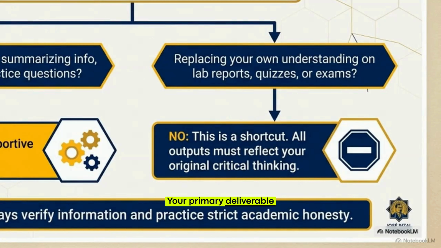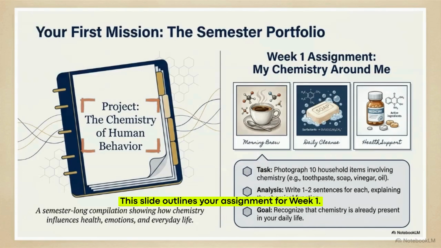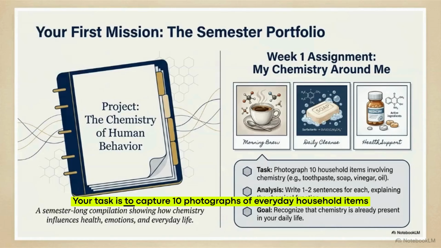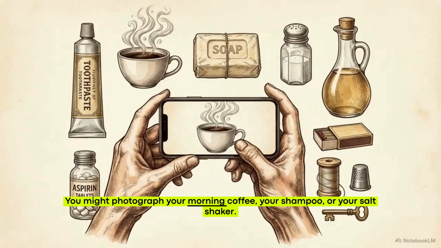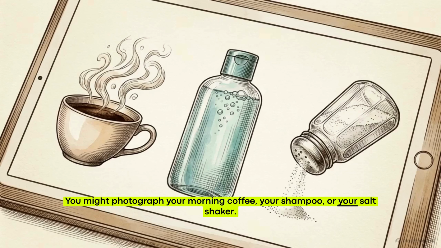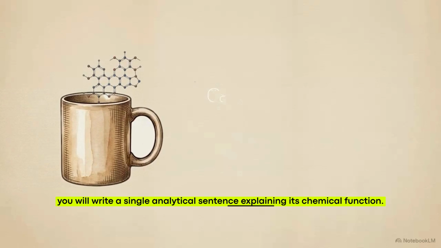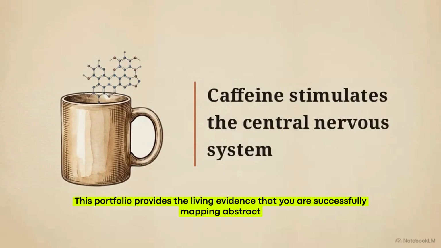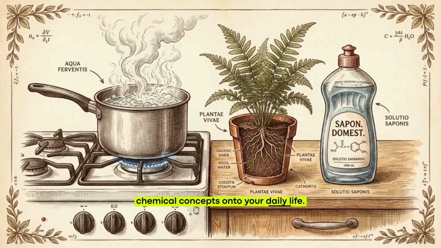Your primary deliverable this semester is a project called the Chemistry of Human Behavior portfolio. This slide outlines your assignment for Week 1. Your task is to capture 10 photographs of everyday household items that involve chemistry. You might photograph your morning coffee, your shampoo, or your salt shaker. For each item, you will write a single analytical sentence explaining its chemical function. This portfolio provides the living evidence that you are successfully mapping abstract chemical concepts onto your daily life.